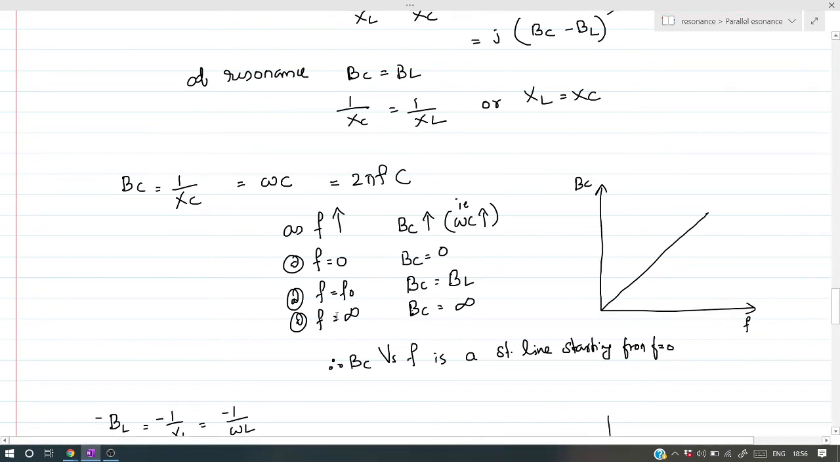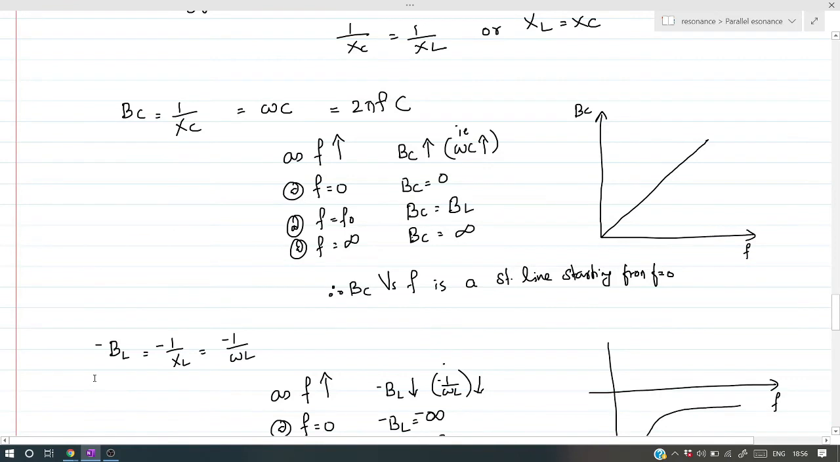Then as frequency tends to infinity, BC also tends to infinity. So the BC versus frequency curve is a straight line starting from frequency equal to 0, like this. Now let's see the variation of minus BL with respect to frequency.